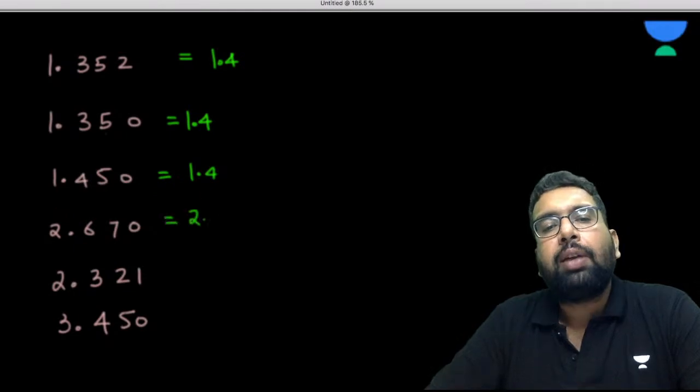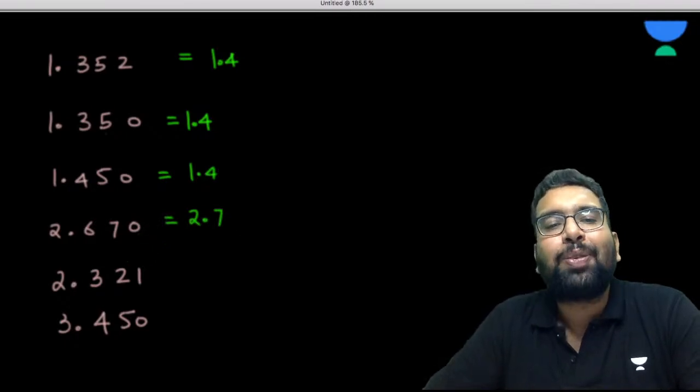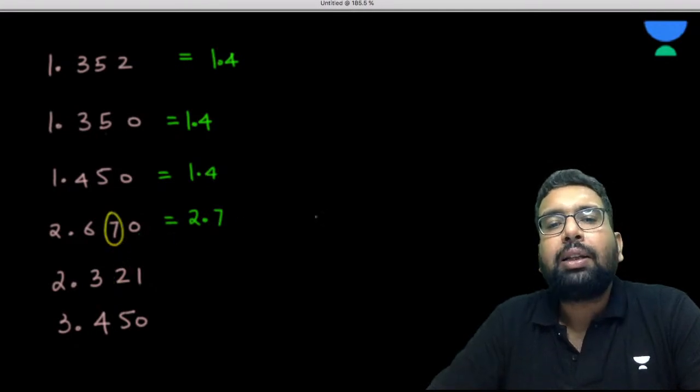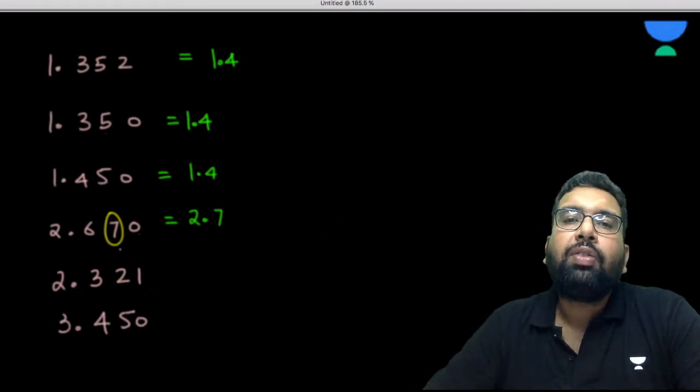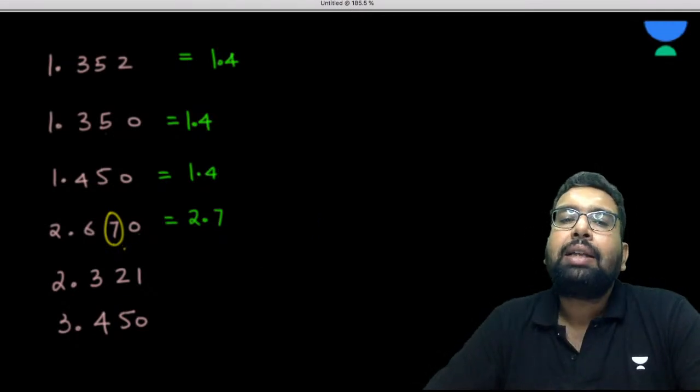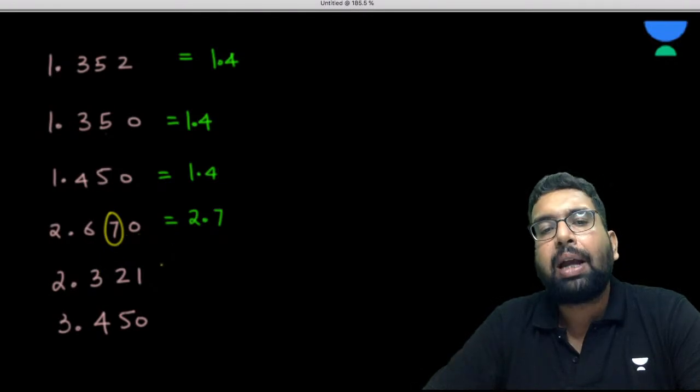Now, this will become 2.7. How come, sir? This has 0 after it, but for that rule, it has to be 5 also. Many students answer this as 2.6. No, this is not the answer. That situation comes only when we have 5 in this place. Since it is 7, and clearly 7 is more than 5, you can increase this 6 by 1. Now this is 2.321, so it will become 2.3.